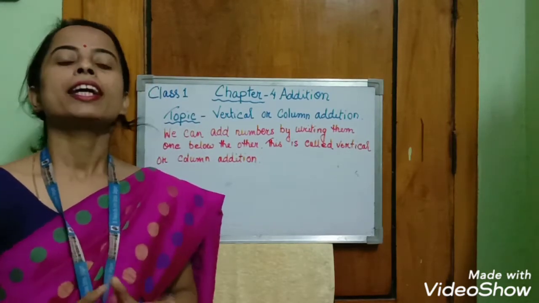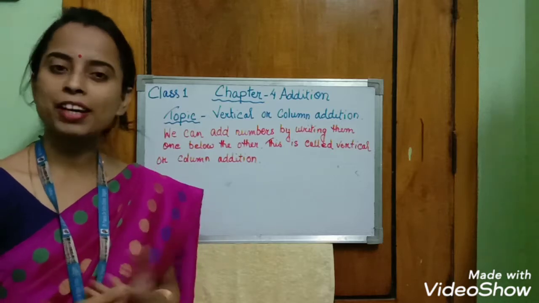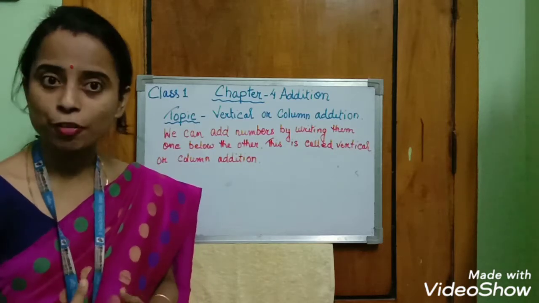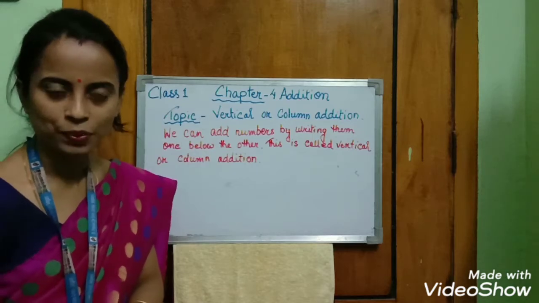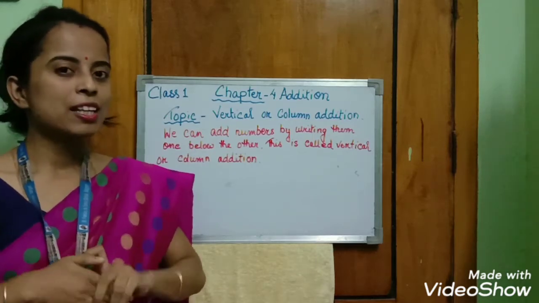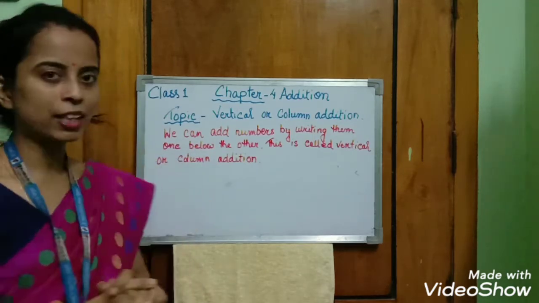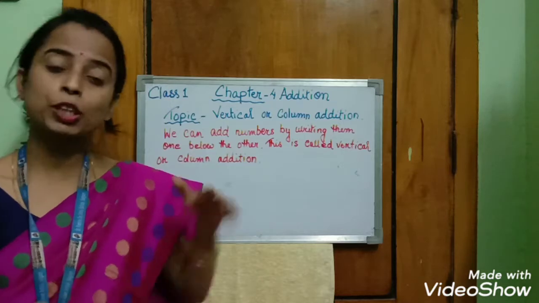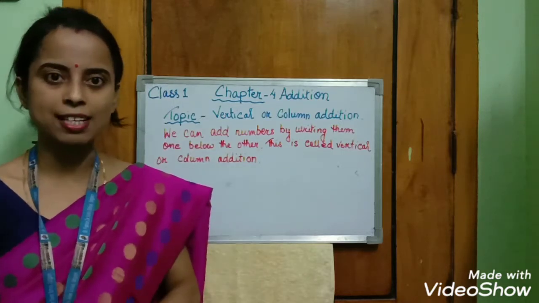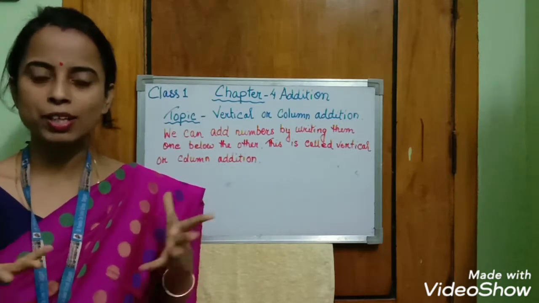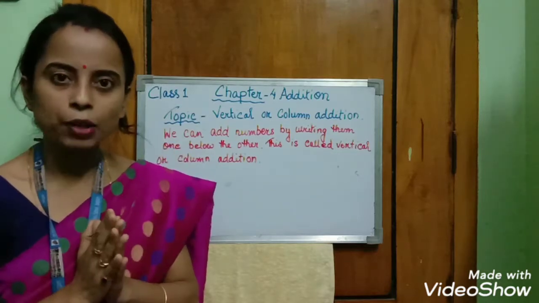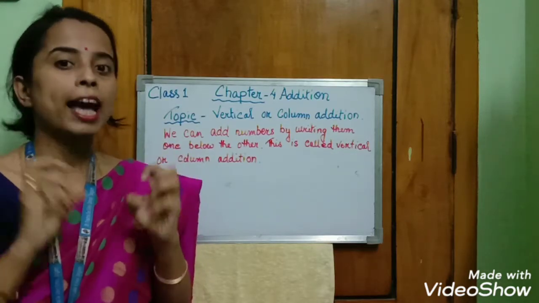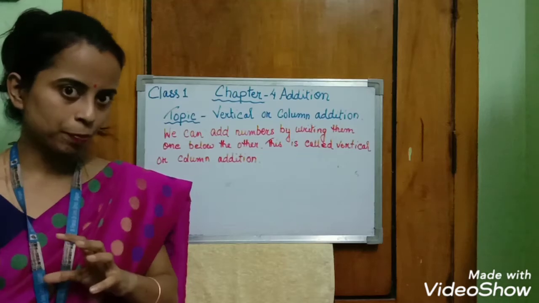So children, in our today's class, we'll be learning what? Another topic of addition, that is called vertical or column addition. Okay. So before starting our today's topic, let's give a quick recap of what we have learned in our previous class. What we have learned, children, tell me? Yes, we have learned about addition using the number line.